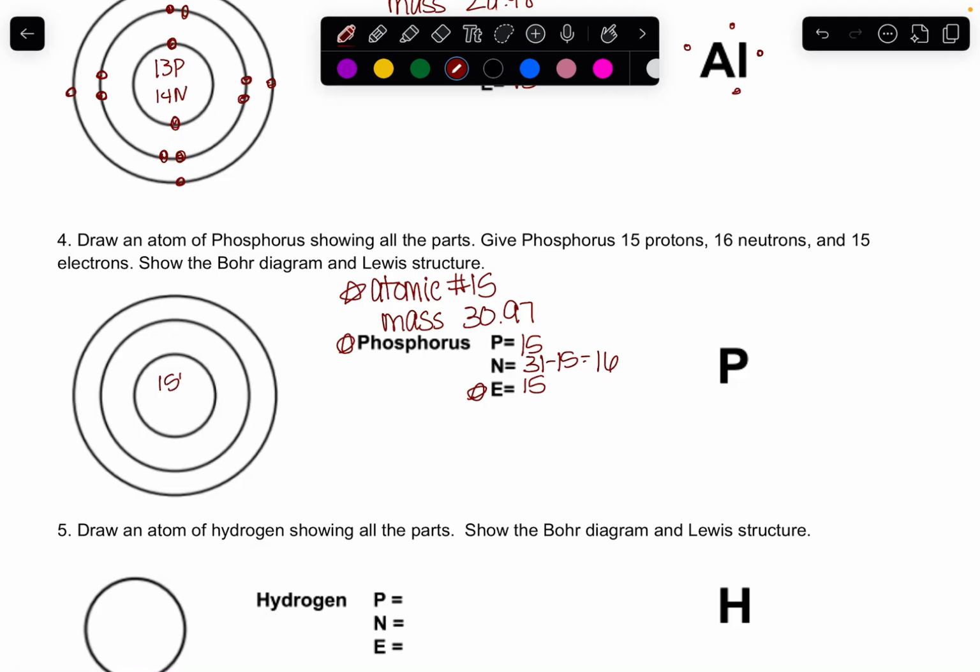I put my protons and my neutrons in the middle, and then I start placing my electrons. 1, 2, 3, 4, 5, 6, 7, 8, 9, 10. Not done yet. 11, 12, 13, 14, 15. Looking at my outer ring, I see I have 5 valence electrons, so I'm going to do 1, 2, 3, 4, 5 for my Lewis structure.